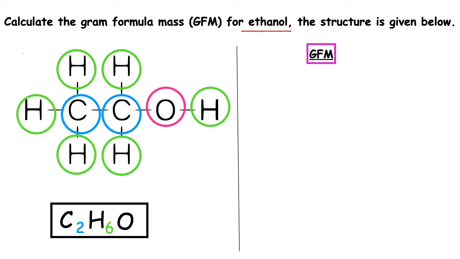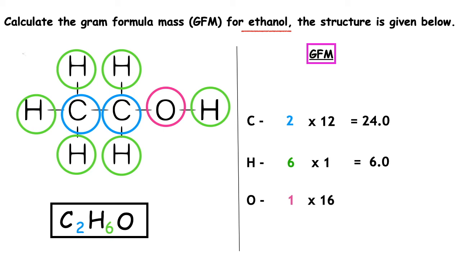The chemical symbol for carbon is C. How many do we have in the formula? We have 2. Using page 7, we can see that the relative atomic mass is 12. 2 times 12 equals 24. Hydrogen has the symbol H. How many do we have in the formula? We've got 6. Using page 7, we find the relative atomic mass as 1. 6 times 1 is 6. Oxygen, we don't have a number after the chemical symbol, which tells us we have 1. Using page 7, we find the relative atomic mass as 16. 1 times 16 equals 16. When we add all these numbers up, we get a gram formula mass of 46 grams.